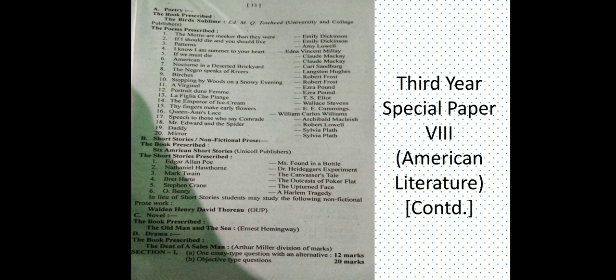In the second part, there are short stories by important American writers like Edgar Allan Poe, Nathaniel Hawthorne. Then there is Mark Twain, Stephen Crane, and apart from that, students have to read writers like Henry David Thoreau, who has written Walden. So you have to read about Walden as well.